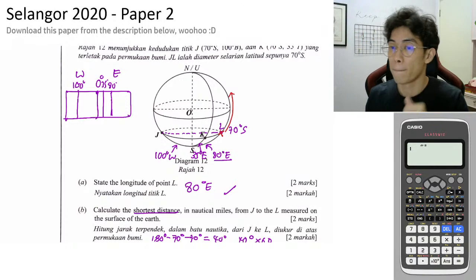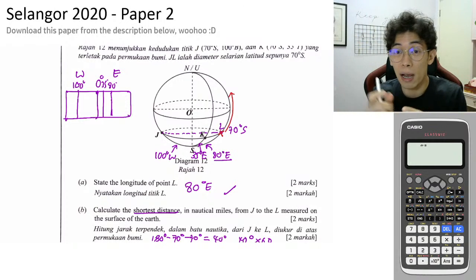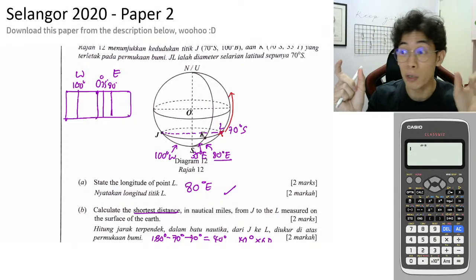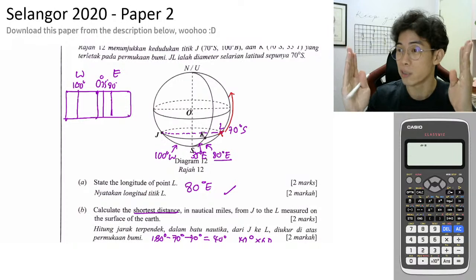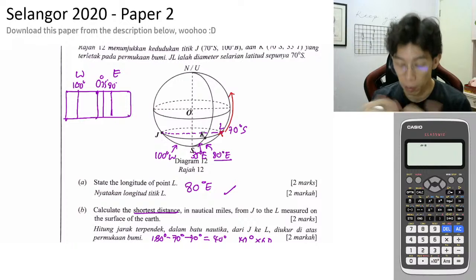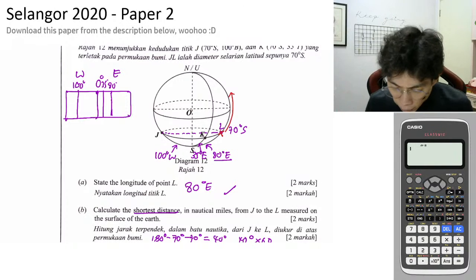Somebody asked about the 80 east, right? It's from our longitude difference. One side is 100 west. The other side automatically 180 minus 100, you get 80. One west, one east. Automatic, this one. Whenever you see the question, straight away write that. It helps you get the answer.